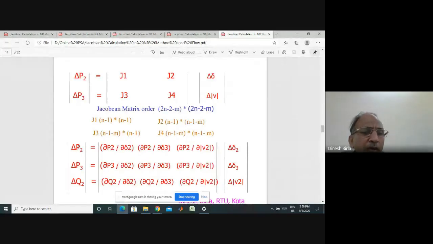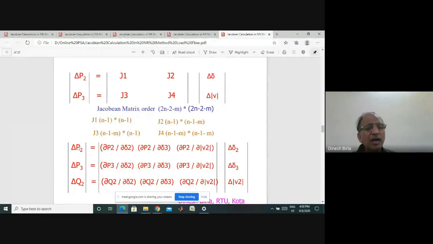You see, you have to just take this P2, delta P2, and this P2 is to be partially differentiated with respect to each of these on the right hand side: del delta 2, del delta 3, del V2. So del P2 divided by del delta 2, then del P2 divided by del delta 3. So these are the partial differentiations. Just remember that on the left hand side we have the active power, and on the right hand side we have the unknown parameters in terms of angle and voltage.